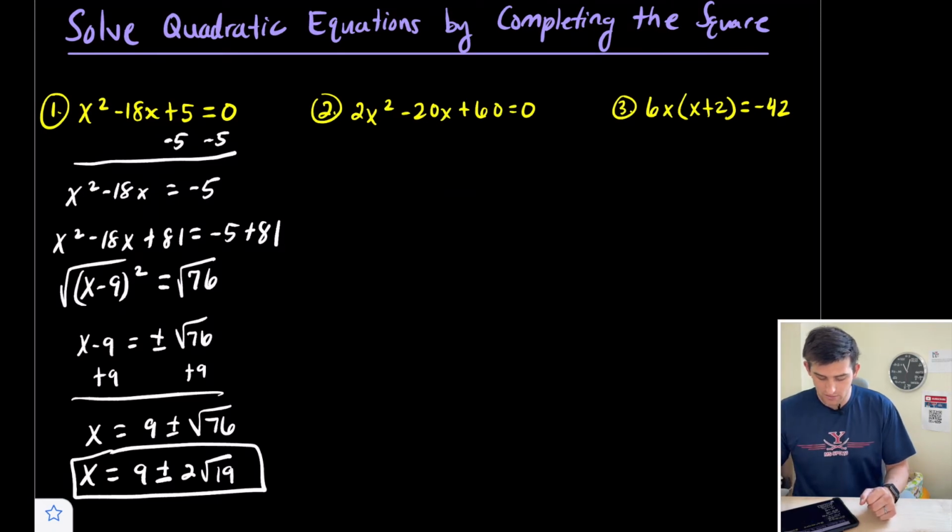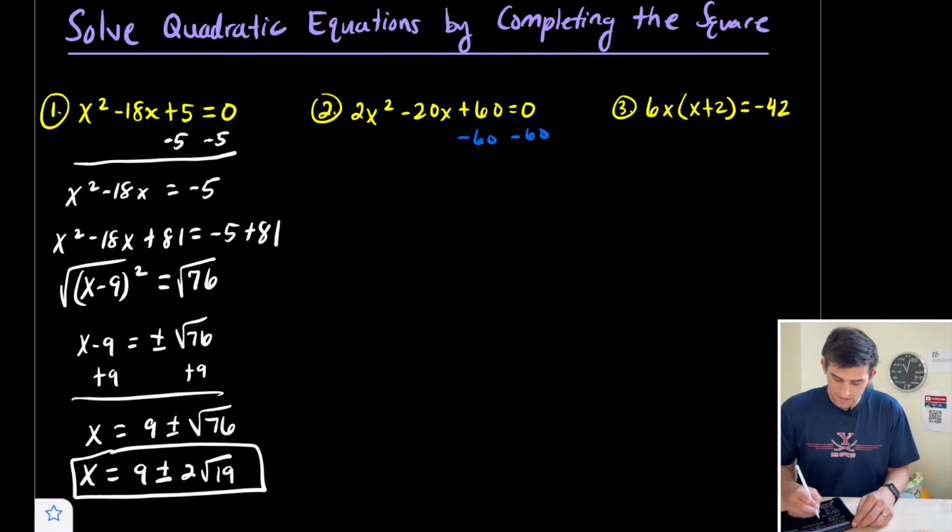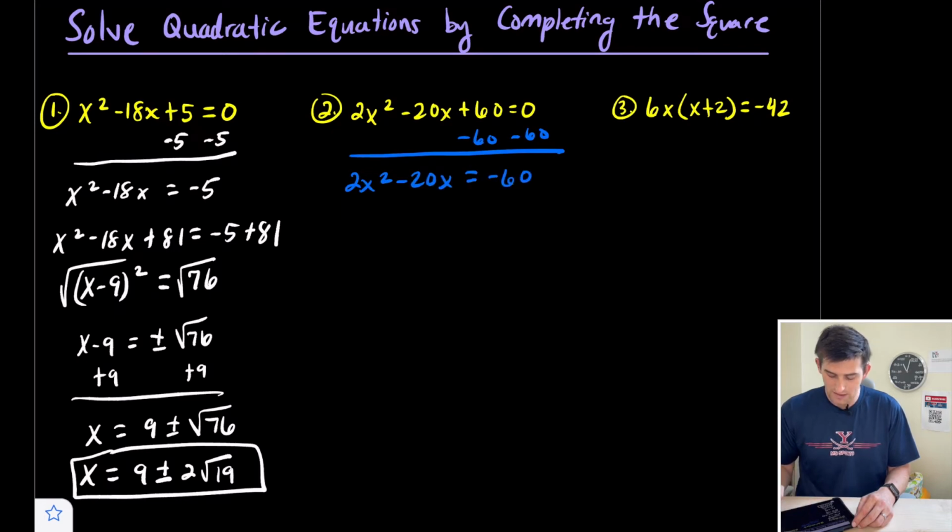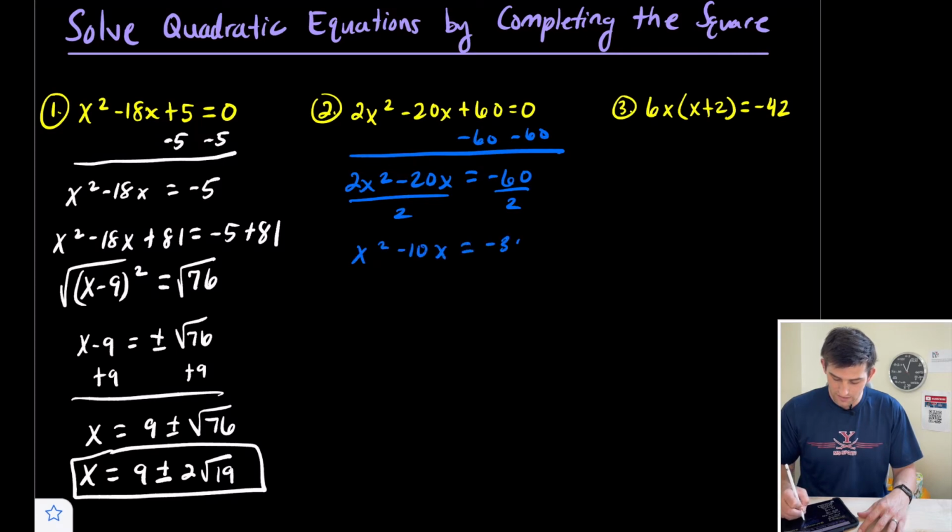We have 2x squared minus 20x plus 60 is equal to 0. Once again, let's subtract this 60 from both sides. So we have 2x squared minus 20x is equal to negative 60. Now with completing the square, a has to be 1, so we need to divide everything by 2. That gives me x squared minus 10x equals negative 30.